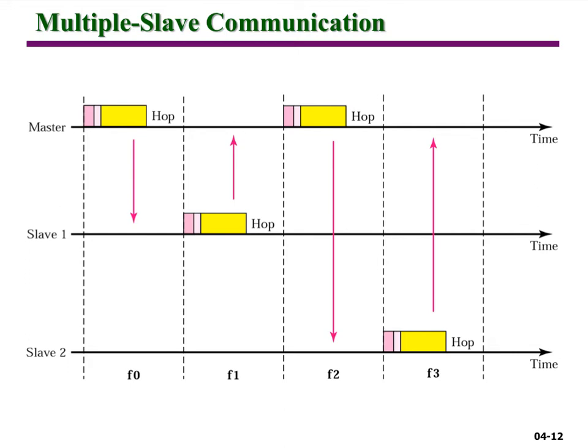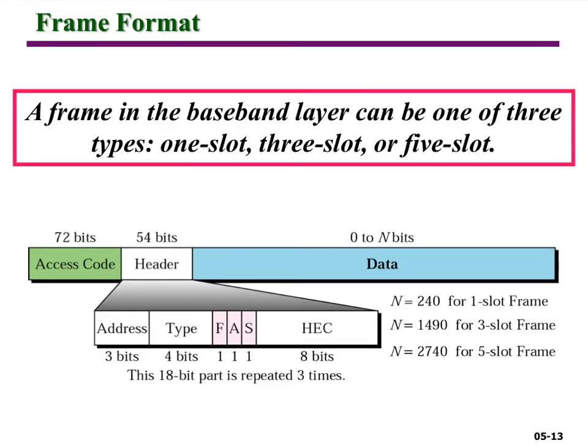So this is how TDD, TDMA works in Bluetooth, which is slightly different from 802.16.1. All right, so this is the frame format. And Bluetooth defines three types of frames: the 1-slot frame, the 3-slot frame, and the 5-slot frame. So the TDD, TDMA that we had in the previous slide, each time slot corresponds to a 1-slot frame, one data frame.